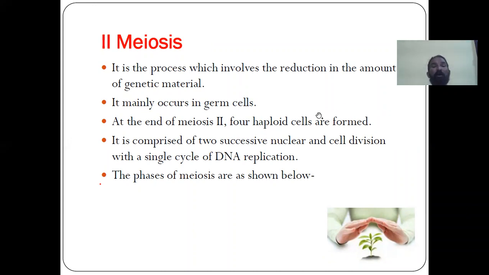The four haploid cells arise from two successive nuclear and cell divisions within a single cycle of DNA replication. That is why the chromosomes are reduced to half the number. If a diploid cell involved in reproduction produces four haploid cells, those four haploid cells contain only half the number of chromosomes.